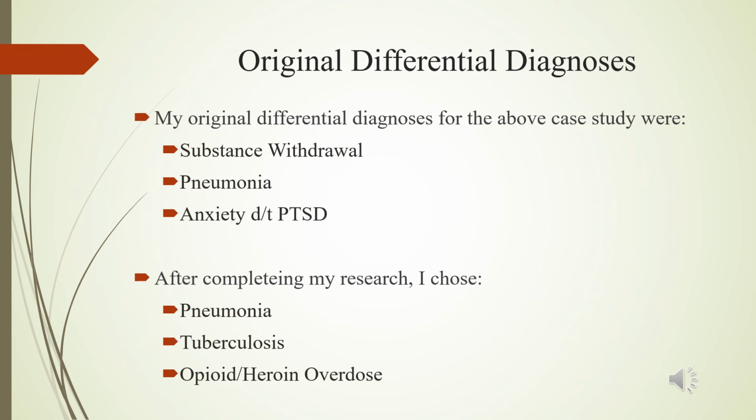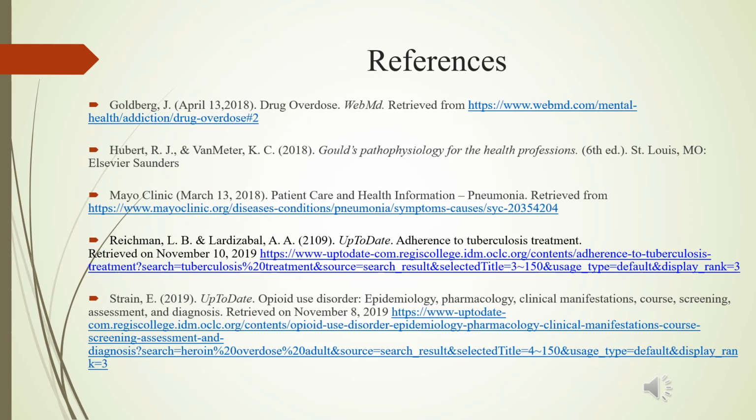My original differential diagnoses included substance withdrawal, pneumonia, and anxiety disorder due to her post-traumatic stress disorder. After completing my research, I found additional information that led me to choose pneumonia, tuberculosis, and heroin or opioid overdose.